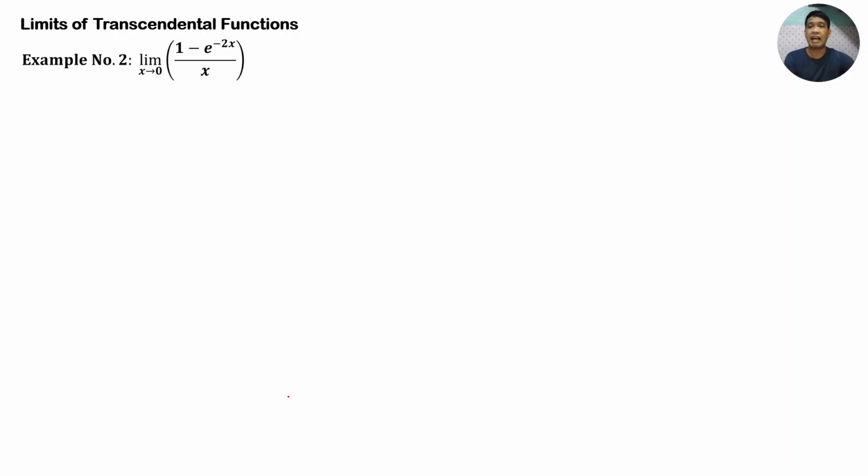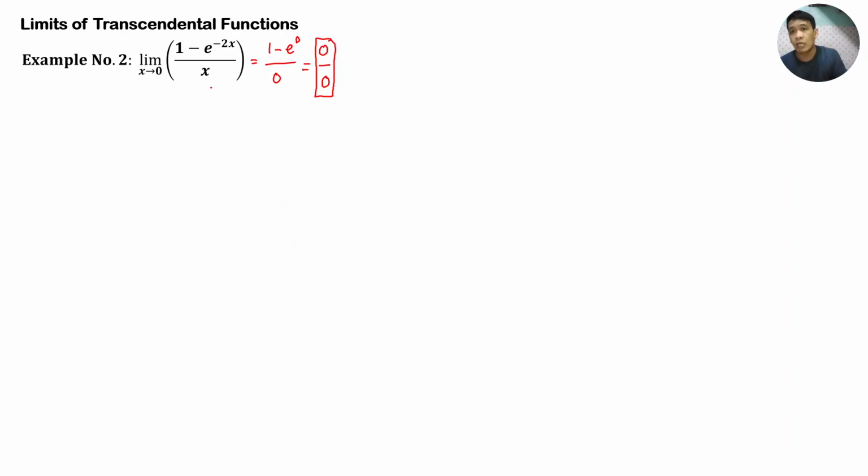So what if I have limit of 1 minus e to the minus 2x all over x as x approaches 0? So kung isa-substitute natin, magkakaroon tayo ng 1 minus e to the 0, because negative 2 times 0 is 0, over 0. And e to the 0 is 1. 1 minus 1 is 0 over 0. So from the last discussion natin, hindi tayo pwedeng mag-leave ng answer in indeterminate form. So ibig sabihin, we have to make a way to solve for this.